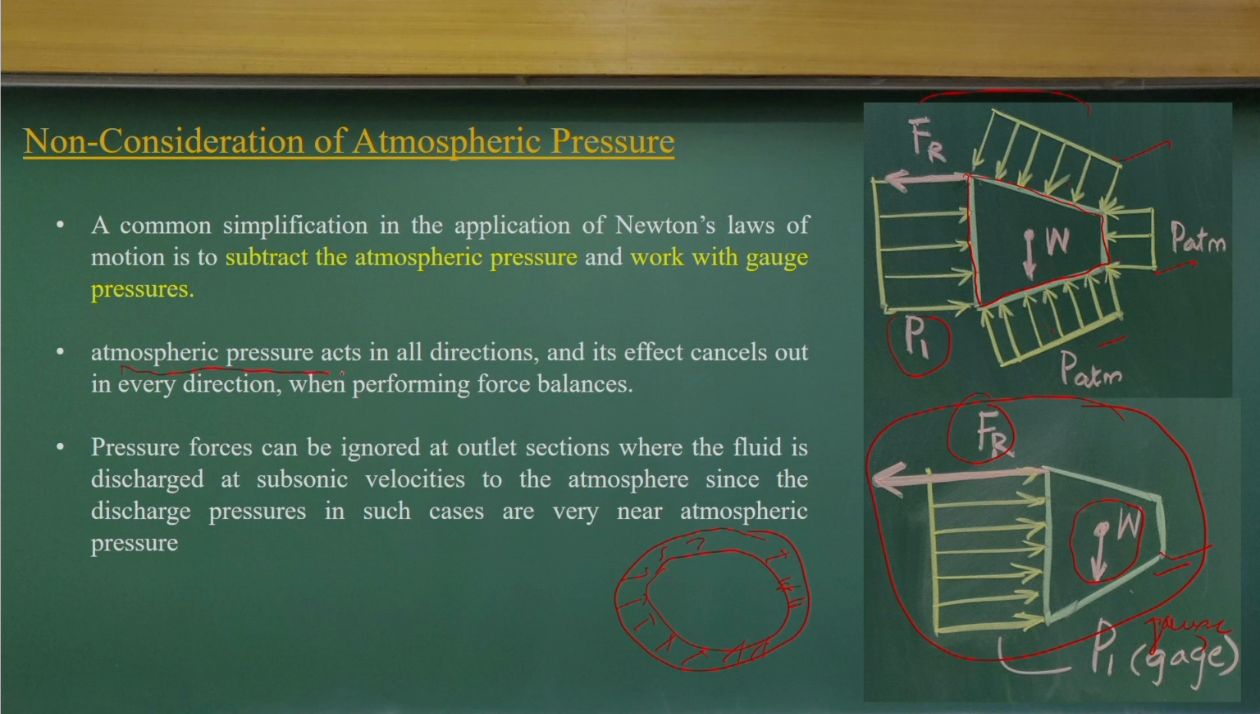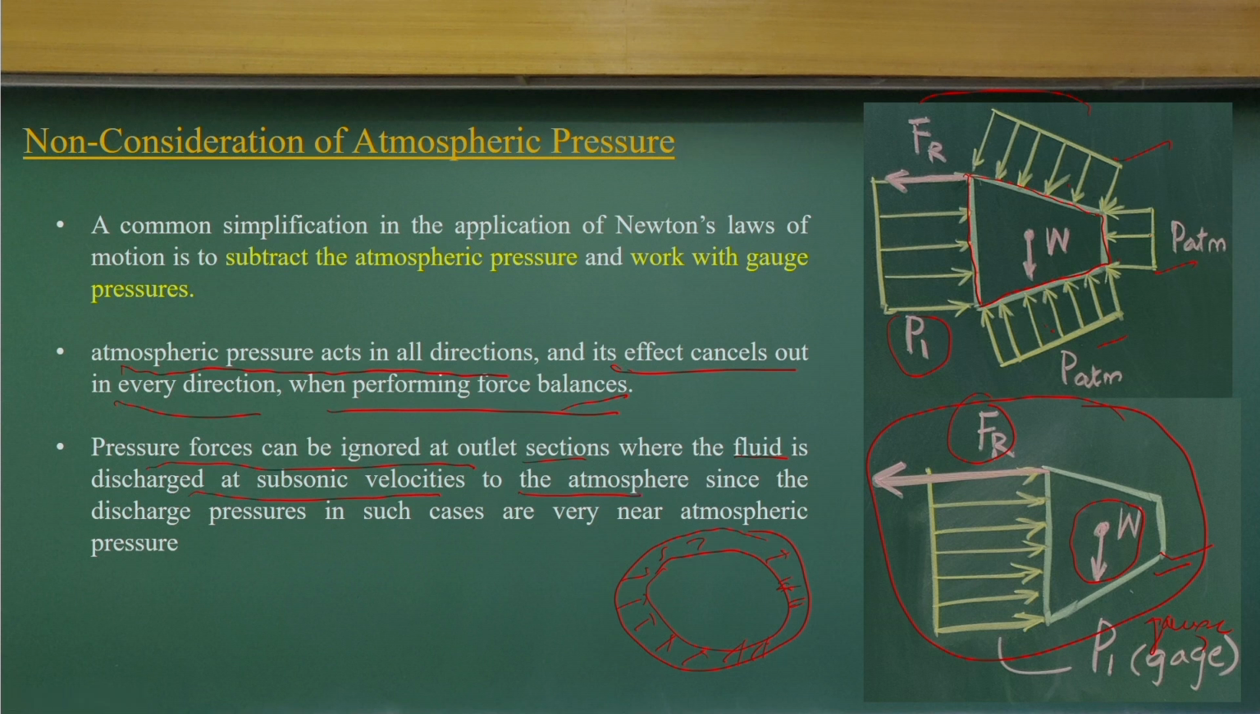The atmospheric pressure acts in all directions, and its effect is cancelled out in every direction when performing the force balancing. That is what I am saying: when you do a surface integral of these constant pressure distributions over a closed control volume, it is supposed to be 0. That is what happens here, all these directions cancel each other out. So, the pressure forces can be ignored at the outlets where the fluid is discharged at subsonic velocity to the atmosphere.